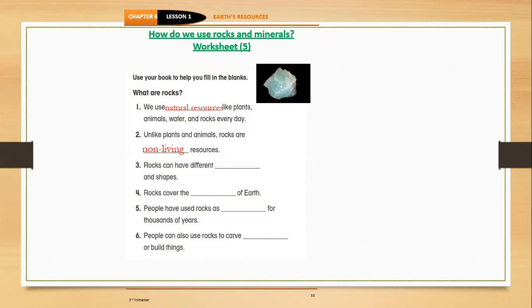Number three. Rocks can have different sizes and shapes. Yes. Number four. Rocks cover the surface of the earth. Yes. Number five. People have used rocks as tools for thousands of years. Yes. Number six, people can use rocks to carve statues or build things.